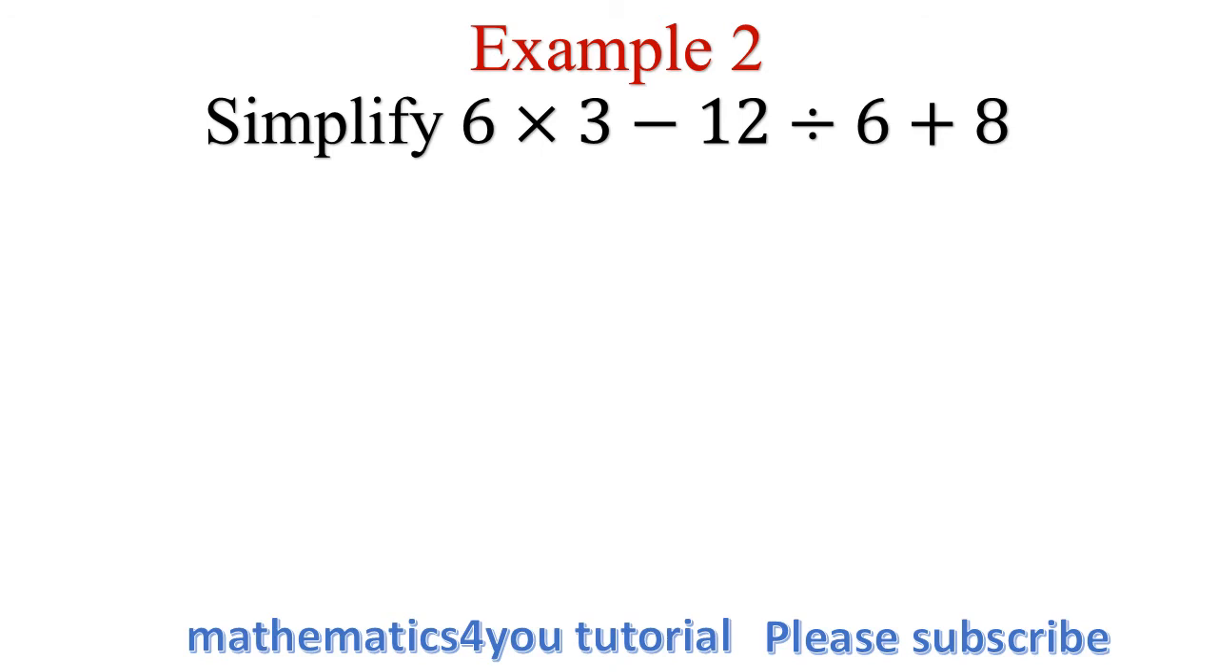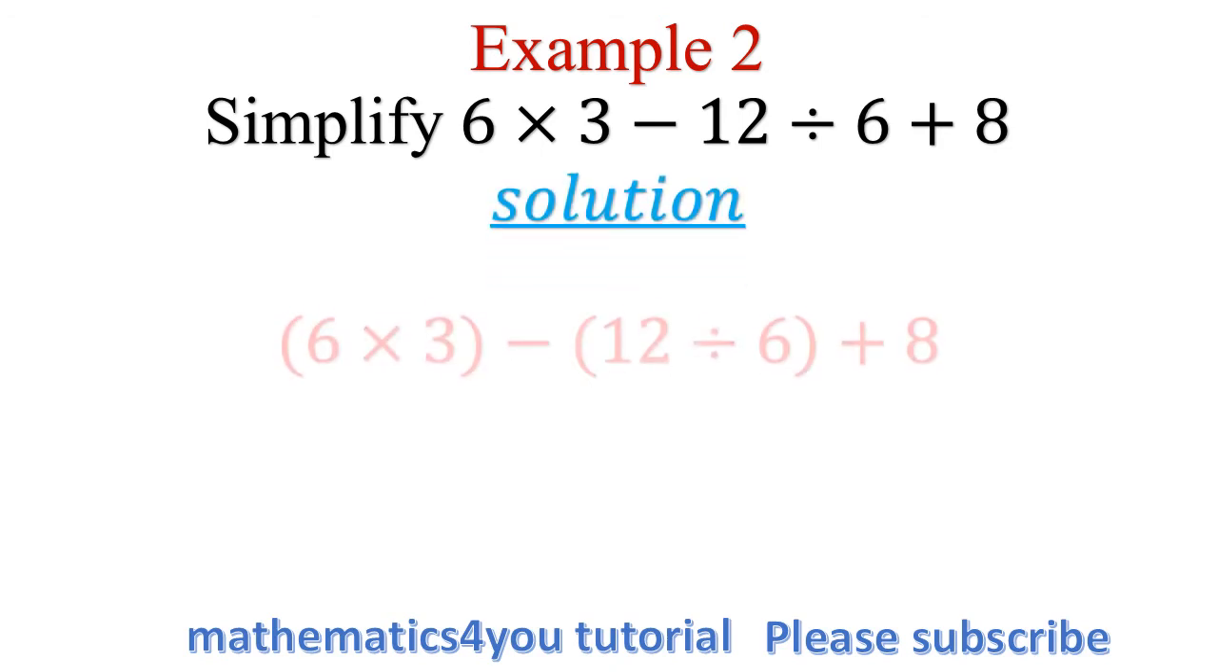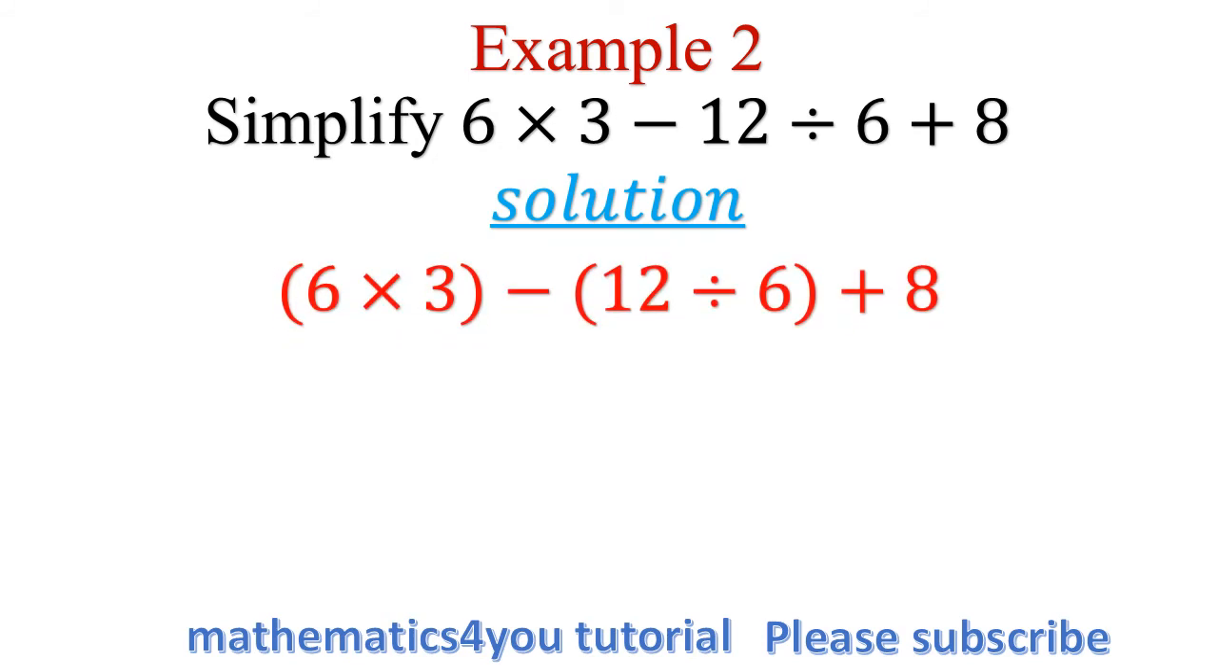So look at the solution. You group them like this: 6 times 3 minus 12 divided by 6 plus 8. Division and multiplication are ranked equally, so do it from left to right. Don't subtract or add before you divide or multiply. You multiply or divide before you add or subtract.